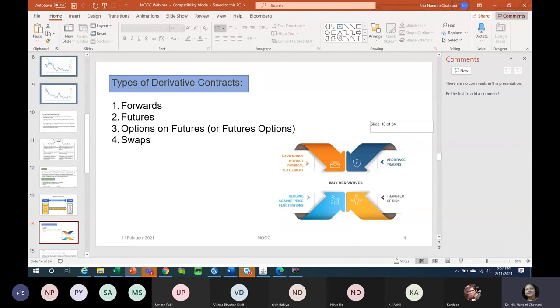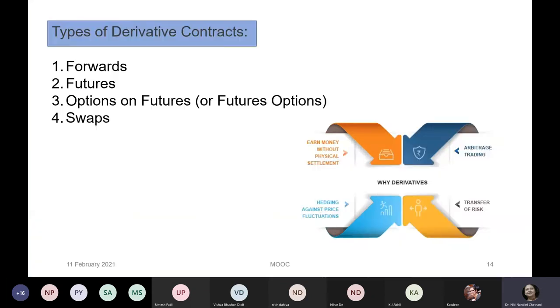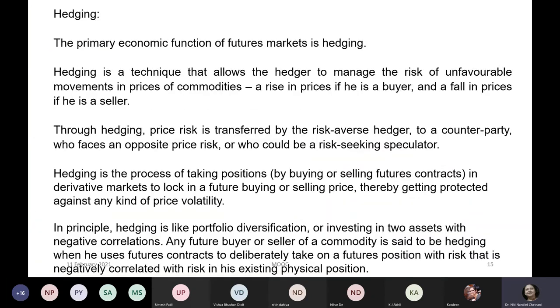So we have discussed forwards, futures, options and swaps just now. We now come to the main part of what we have to discuss today, which is hedging. What is hedging? Now, the term hedging comes from the term hedge, something that you grow around yourself. If you live in a house on a piece of land, then you will create a hedge around your house, because that hedge acts as a protective mechanism. It gives a protective boundary so that no one can just easily invade your property, right? So that's where the term hedge comes from.